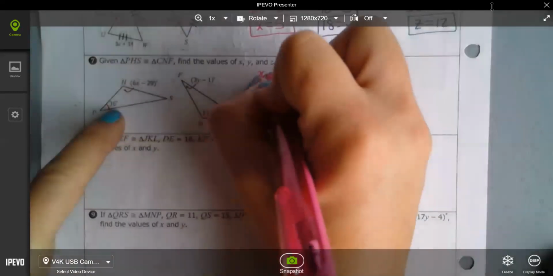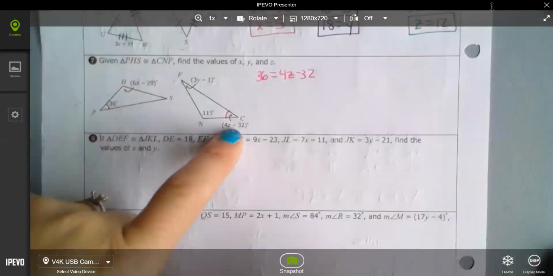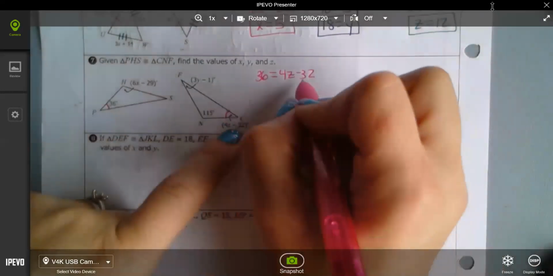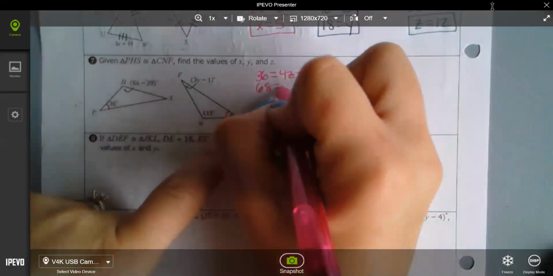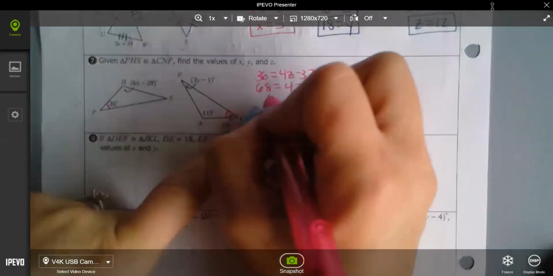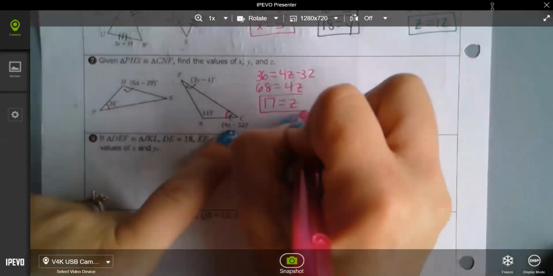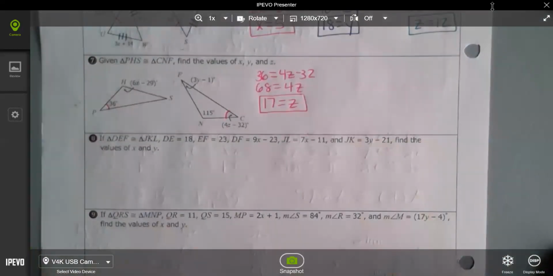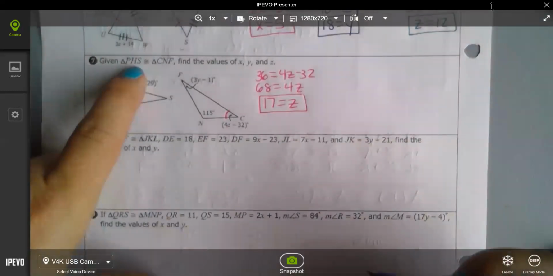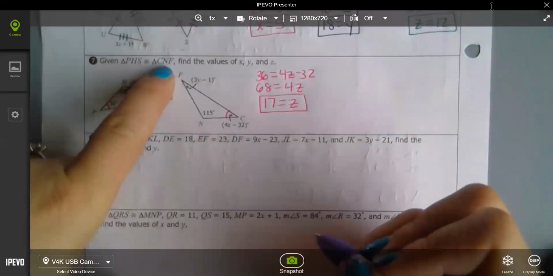So 36 has to equal 4z minus 32. Now I'm adding 32 on both sides. And now I'm dividing both sides by 4. 68 divided by 4, I'm going to get 17 for z. All right, let's do the next one. So H is the middle letter. H has to go with N.